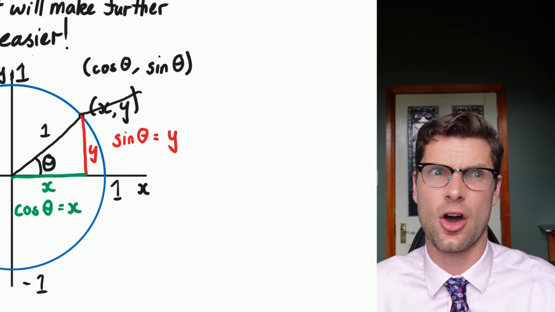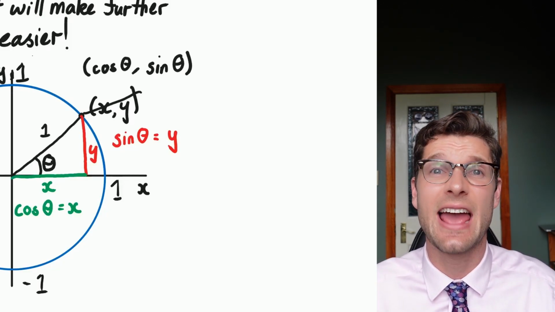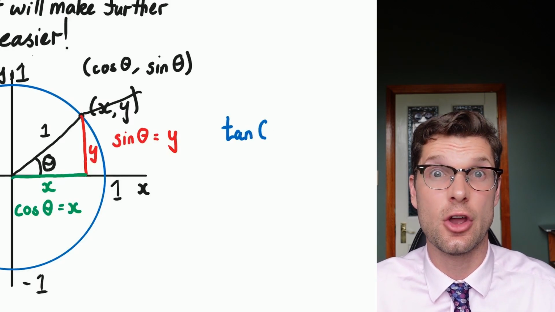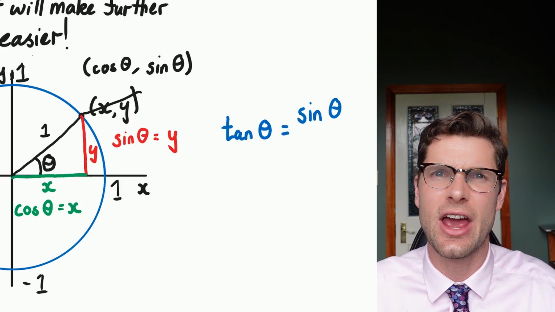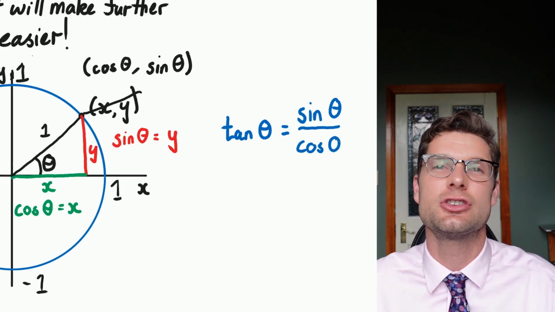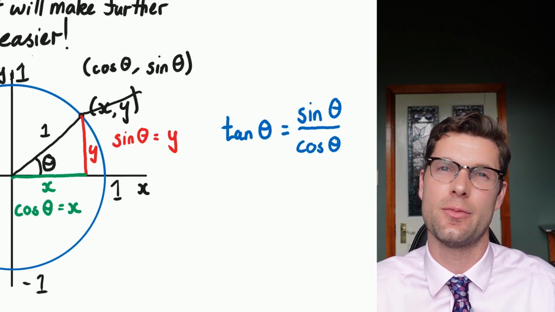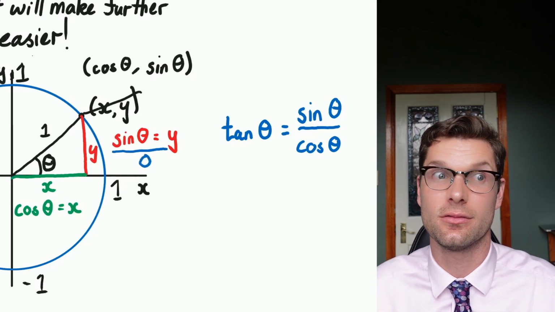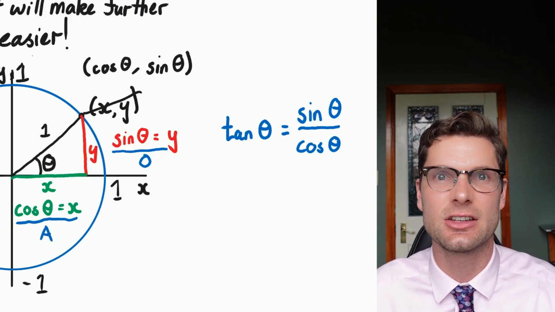Because we know tan is opposite over adjacent and we have an angle of interest, we can say that tan theta is equal to the opposite side, which is sine theta, divided by the adjacent side, which is cos theta. So tan is a ratio still based on the position of the y coordinate, or sine theta, divided by cos theta, or the position of the x coordinate.